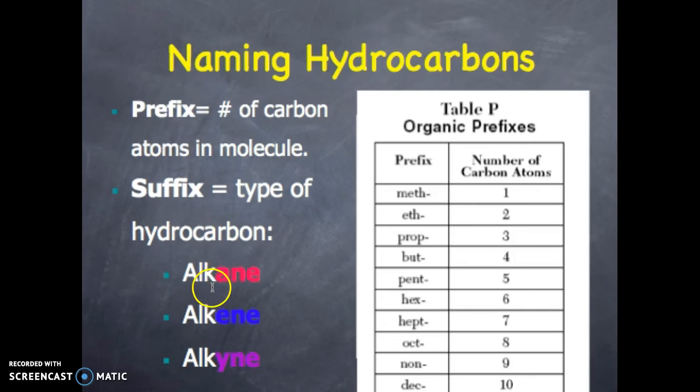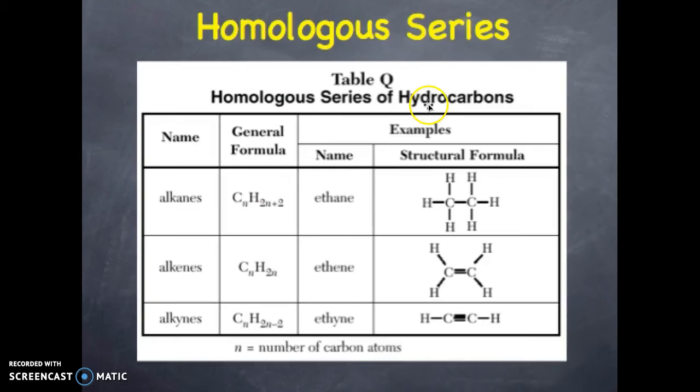Then there are suffixes. So the suffix to any compound is going to be ane, ene, or yne. And we're going to go through Table Q now. We'll show you when to use each one. So first, let's start with our alkanes. There are 3 different types of hydrocarbons that we have to know: alkanes, alkenes, and alkynes. They sound all kind of similar, but ane is ane, ene is ene, and yne is actually pronounced eine. In this table, they give you a general formula for what the compounds will look like, and then they're giving you an example, a name, and a picture.